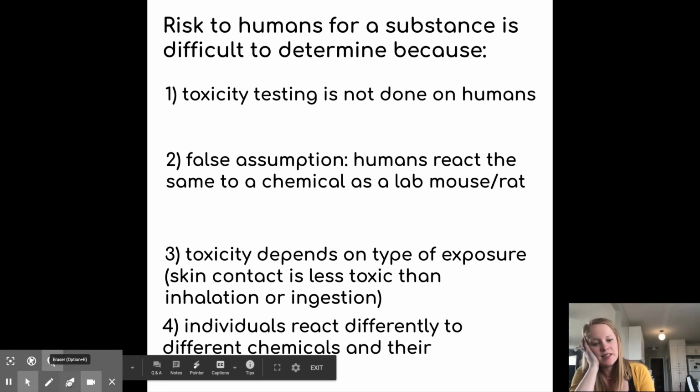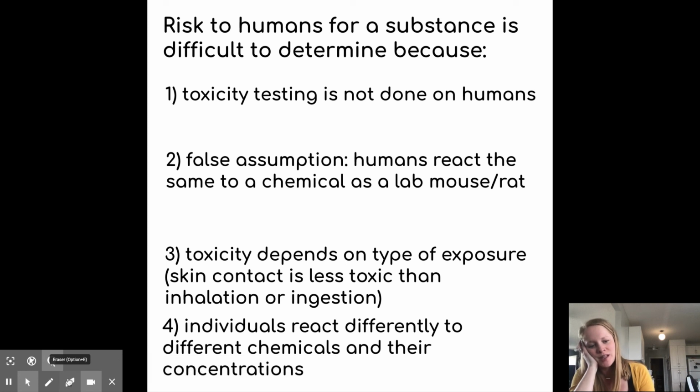And that is it for toxicity and concentration. So we have, okay, what is concentration? We have acute and chronic toxicity. We have parts per million, parts per billion, and parts per trillion. And then we also have LD50.